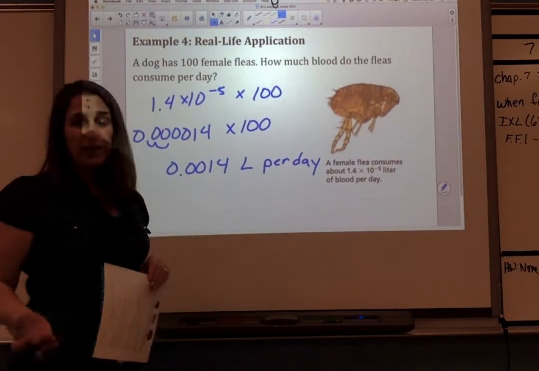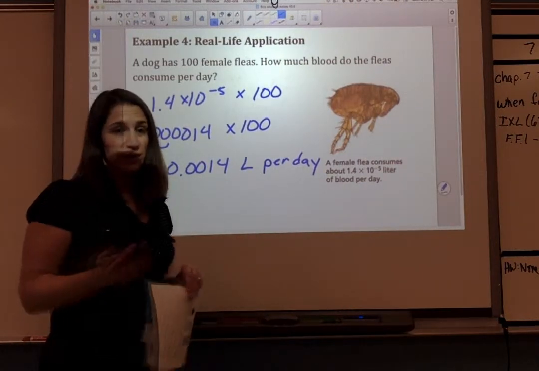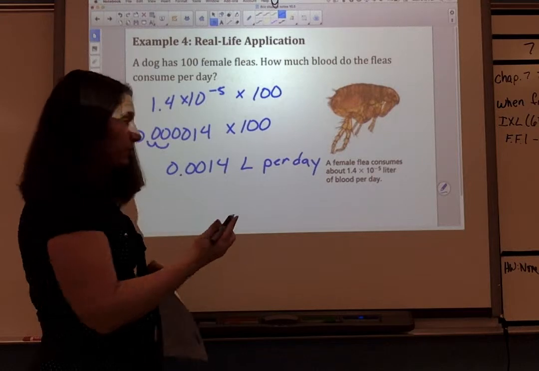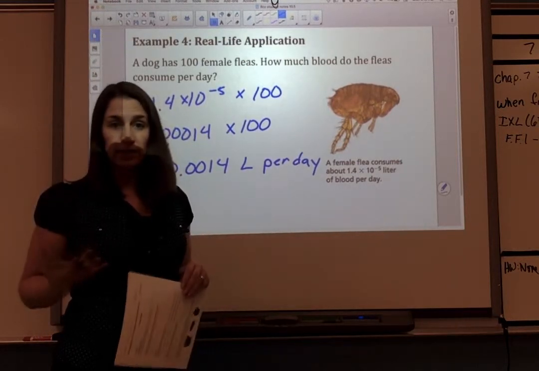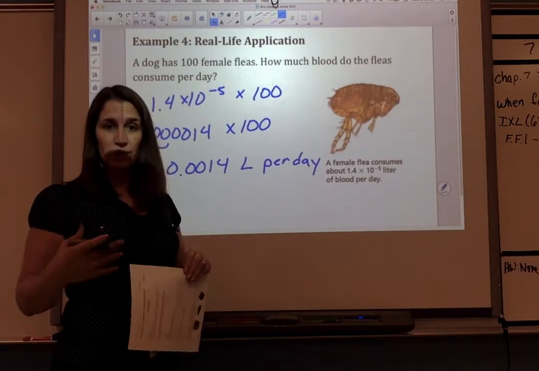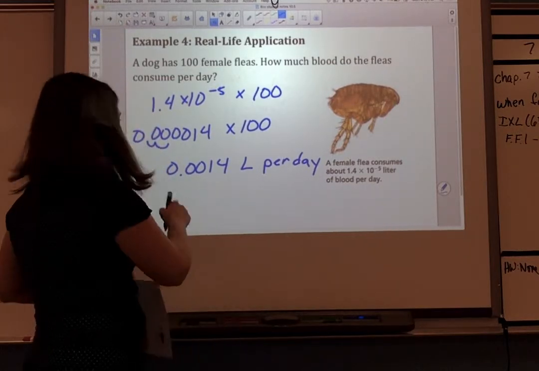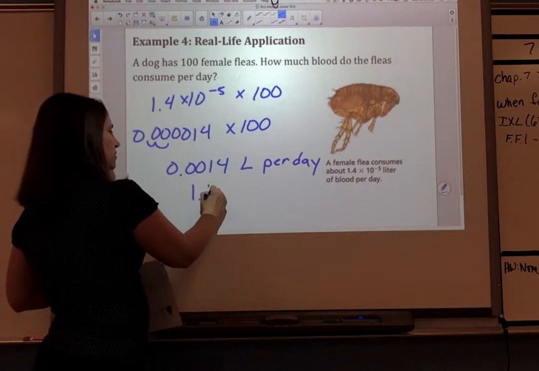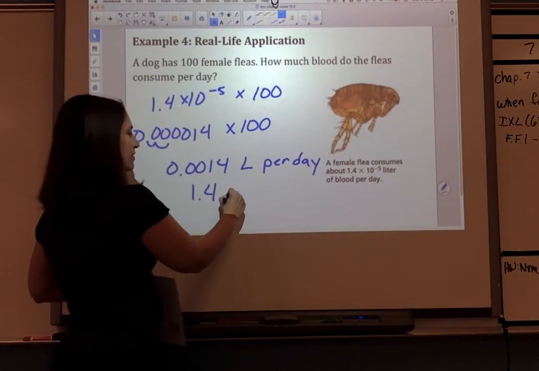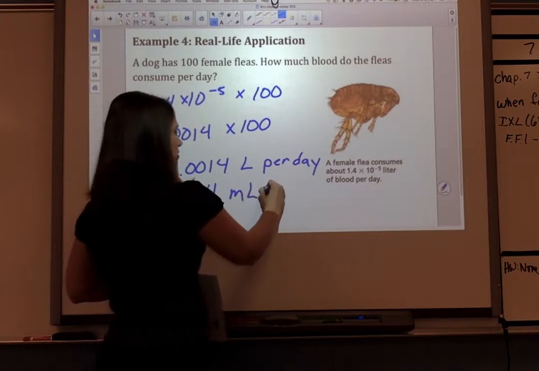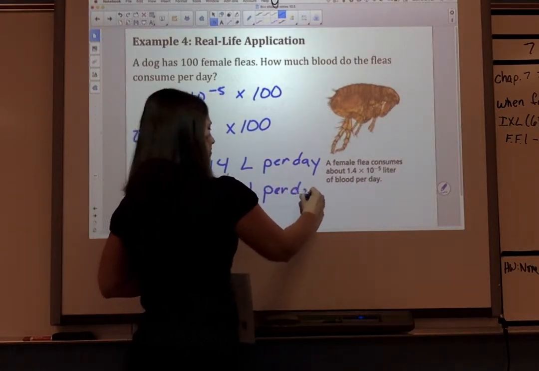I could also write this as milliliters. That might make more sense than leaving it as liters per day. A milliliter is 1,000 times as small as a liter. There's 1,000 milliliters in a liter. So I could multiply this by 1,000, move the decimal point 3 more places to the right. That's 1.4 milliliters per day.